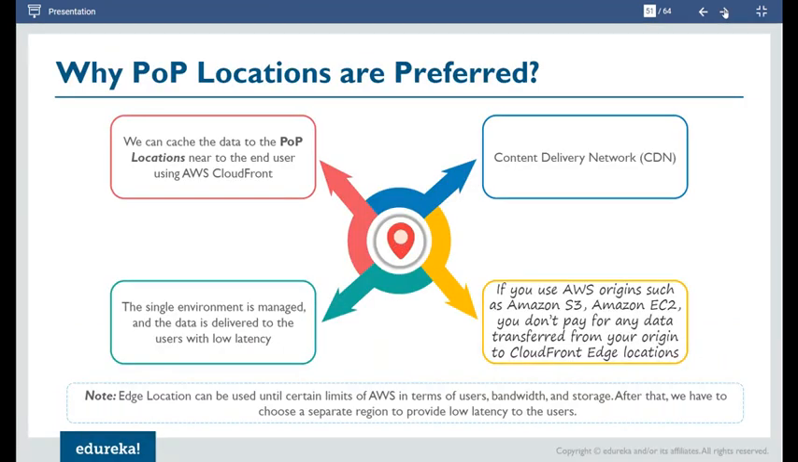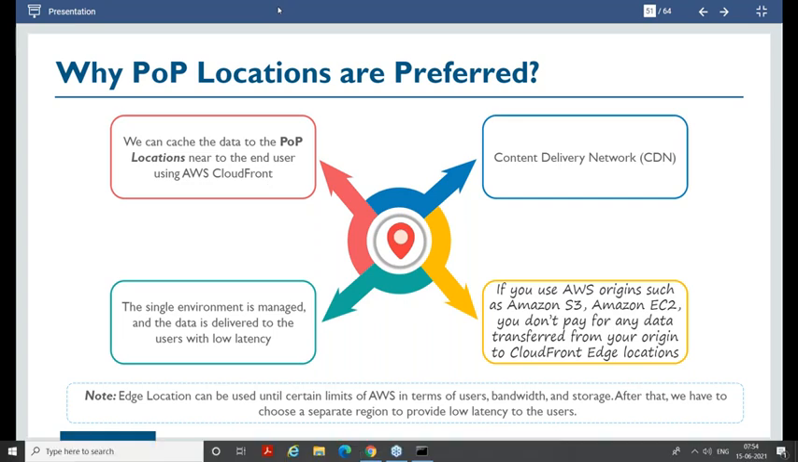So now moving a bit forward, why edge location is needed, I think I've already addressed this. And we can cache data to the POP location near the end user using AWS CloudFront. CloudFront is the name of the service on AWS. Does an edge location call regional edge caches? No. These are all independent locations. They're not interconnected, not an interdependent kind of setup.